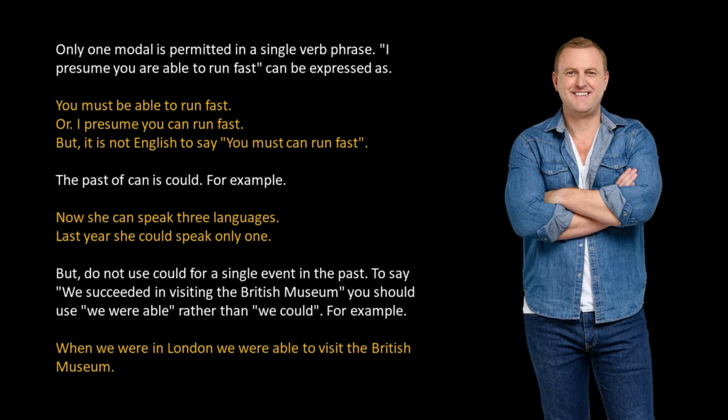The past of can is could. For example, now she can speak 3 languages. Last year, she could speak only 1. But do not use could for a single event in the past. To say, we succeeded in visiting the British Museum, you should use, we were able, rather than, we could. For example, when we were in London, we were able to visit the British Museum.